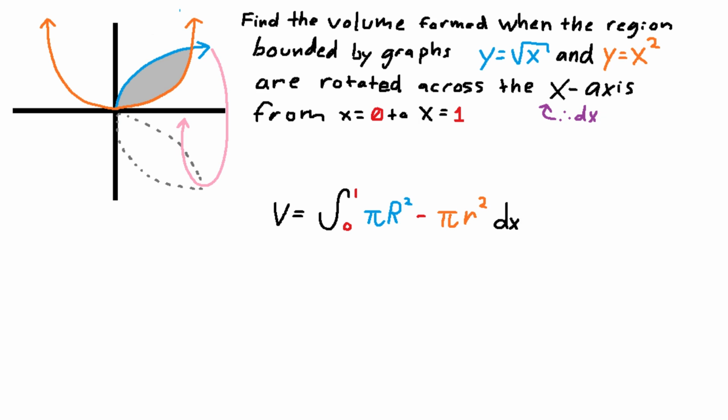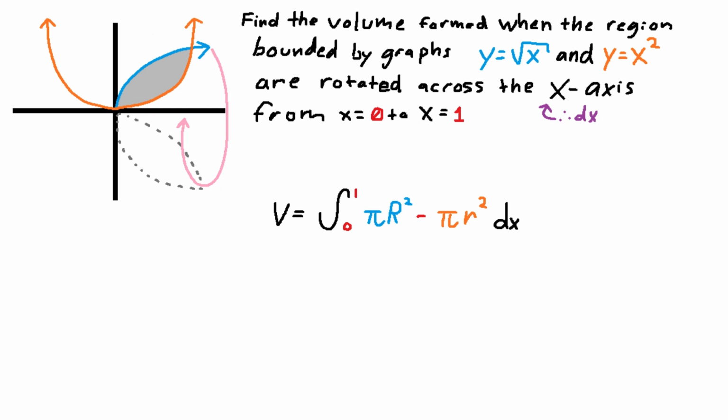Now, the last thing we have to do is find the radius of the outer and inner circles represented by big R and little r. Now, how do we do this? In the last episode, we talked about this idea that the distance from the x-axis to the function is the function, meaning that if you were to rotate it, the radius of that function that you're rotating would just be the value of the function.